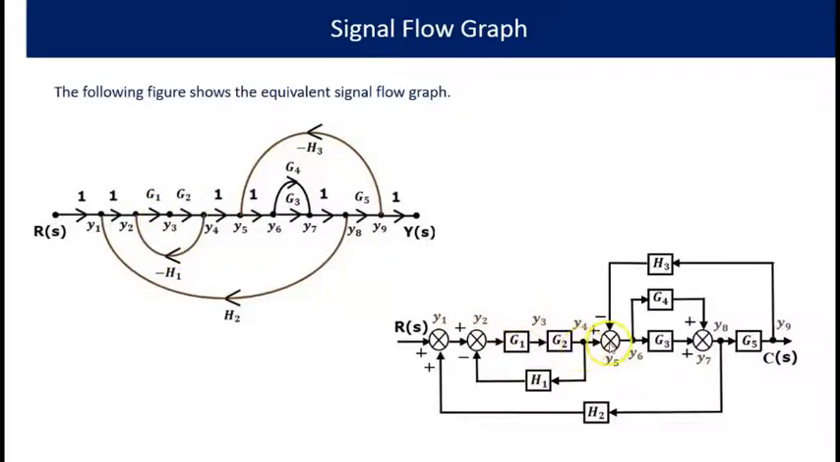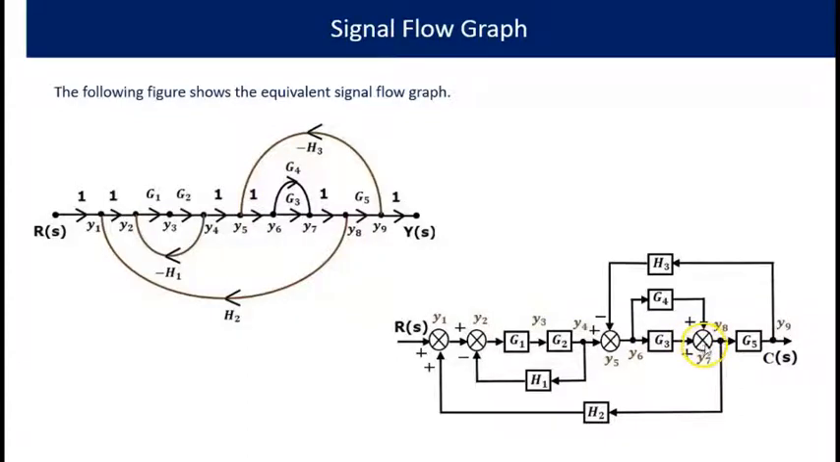then the summing point is coming after the takeoff point. Therefore, in between this y4 and y5, there should be a branch with gain 1. This is a must. Then y5 to y6, we can have a branch with unity 1, but this is not necessary if the summing point is coming before the takeoff point. Otherwise, for clarity, you can add a branch with gain 1. Then G3, G4 parallel.